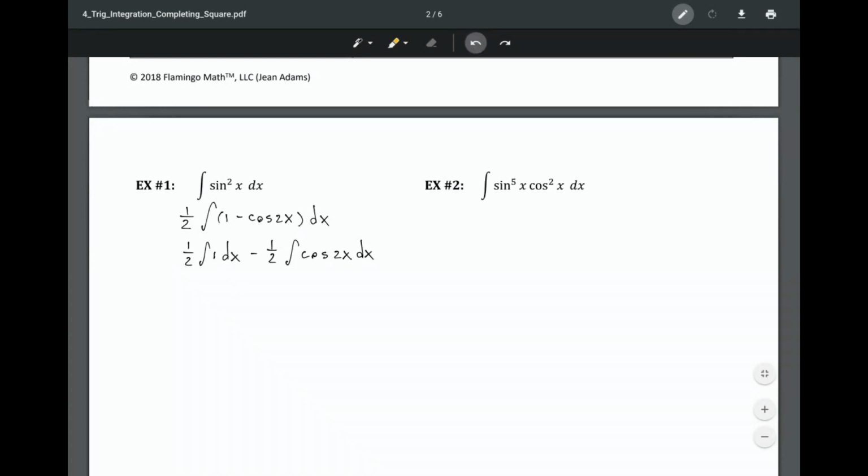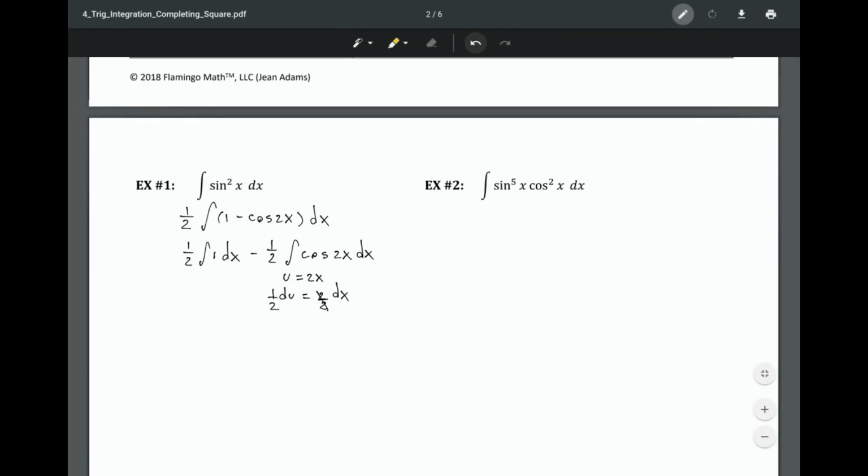But for the right side, what we're going to do, actually, I'm probably not going to write that first, is we're going to do substitution. We're going to call u equal to 2x, and du equal to 2 dx. Now, because I don't have a 2 in this integral in particular, I'm going to divide both sides by 2.